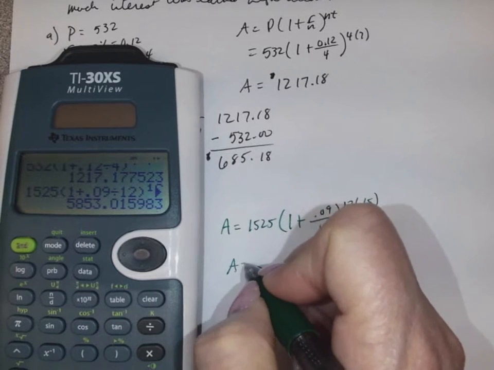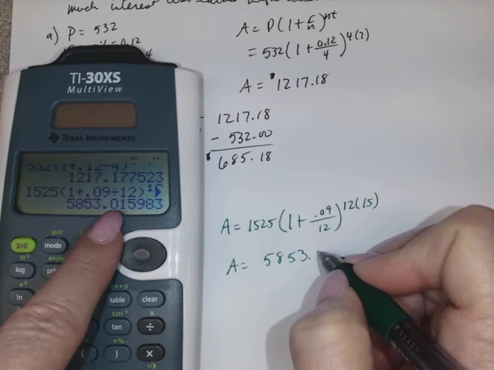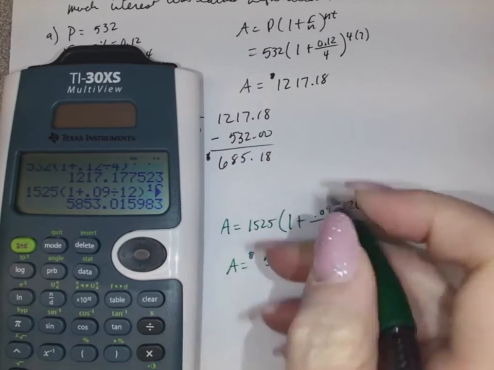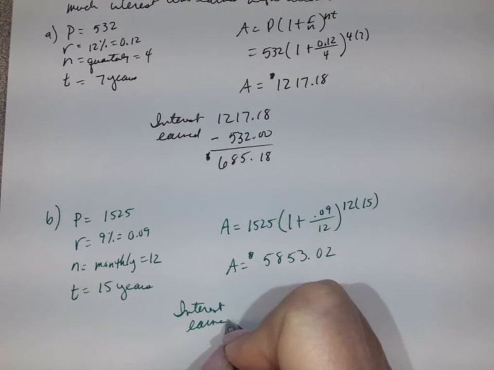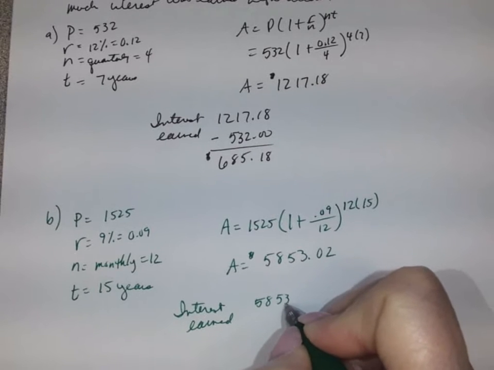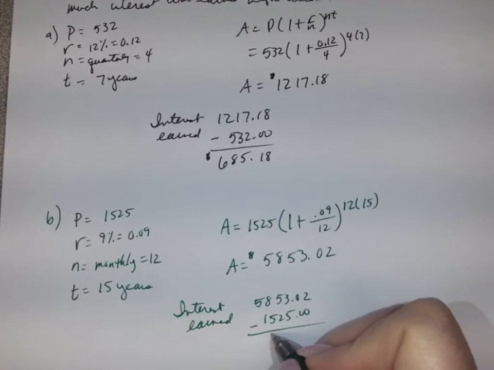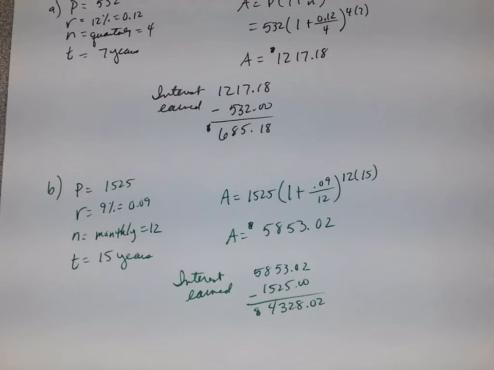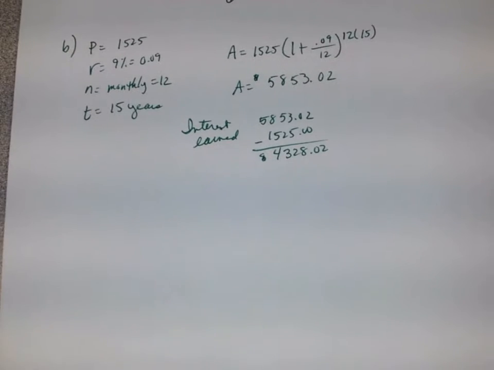We end up with our A equal to 5853.02. That 1 has a 5 after it, so the 5 will cause the 1 to become a 2. And then we're looking to find our interest earned. And our interest earned will be our new total minus what we started with. And that will leave us a value of 4328.02. So we earned about $4,300 in interest. All right, so that's the first type of problem you will see on the exam.